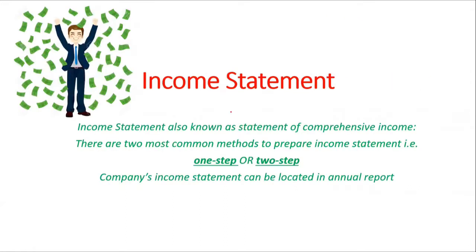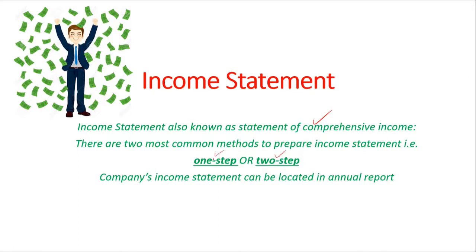So let's look at what an income statement is in summary. If you want to watch a detailed video, I do have a video on financial statements, so you can always go and watch that. Right, so let's look at what an income statement is. As I said, an income statement is also known as the statement of comprehensive income. There are two ways that a company can prepare income statements: one-step and two-step.